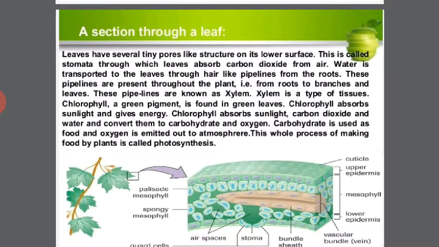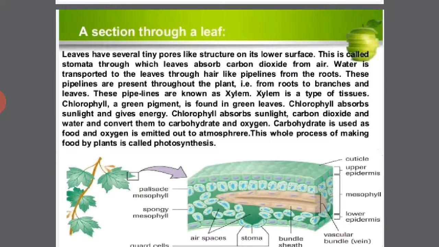Water is transported to the leaves through hair-like pipelines from the roots. These pipelines are present throughout the plant, that is, from roots to the branches and leaves. These pipelines are known as xylem. Xylem is a type of tissue. Okay.